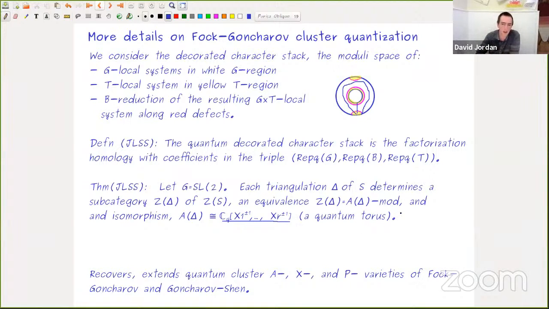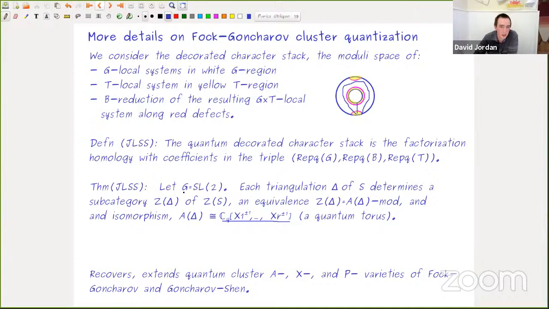I should also mention, so that last bit about the cluster mutation, we got a major hint on this from a really beautiful paper of Greg Muller about skeins and clusters. And I should also mention Bonahon-Wong had some really influential papers about the relationship between skeins and clusters. But that was really about skein algebras and certain cluster embeddings. And here you're really seeing the whole package. So it's more general than those works. So in this way, you can recover what are called the A, X, and P varieties of Fock-Goncharov and Goncharov-Shen.